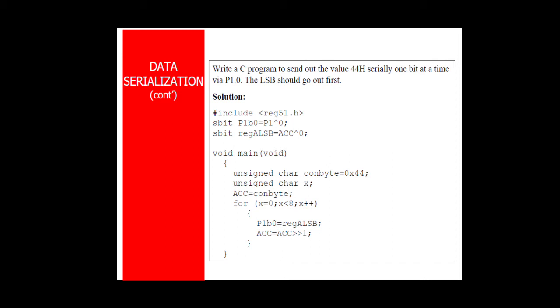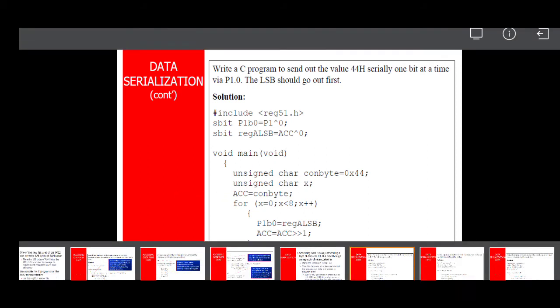Hence two variables are declared here and the data type is sbit. I have mentioned about this sbit data type in the previous video. Then inside the main function we have an unsigned char variable which is initialized with the given value, that is 44H. Then we have unsigned variable x which will be used as a counter value for the loop, and here accumulator is equal to conbyte. We are storing the value 44H into accumulator.